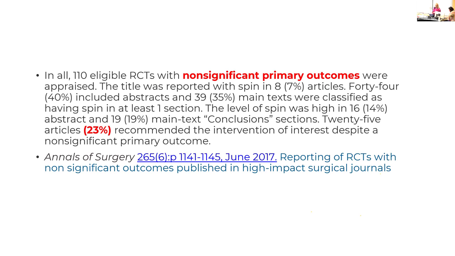So where are these results reported? Often it can be in the title, or it can be in the results, or it can be in the conclusions. But the important thing to note here is that in this analysis, around 23% of them actually made claims about those results, even though the results weren't statistically significant. So that's when it really becomes a problem, is when you're actually drawing conclusions about results that are not significant at all.